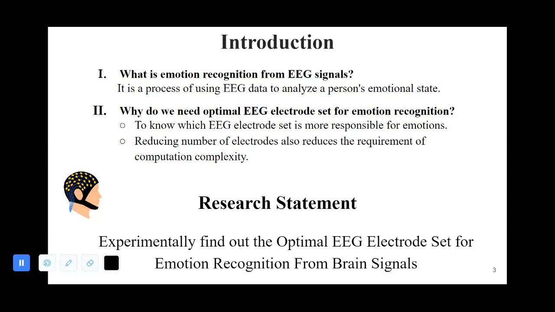What is emotion recognition from EEG signals? It is a process of using EEG data to analyze a person's emotional state. So why do we need an optimal EEG electrode set for emotion recognition? To know which EEG electrode set is more responsible for emotion, and reducing the number of electrodes also reduces the requirement of computation complexity. So now let's talk about our research statement, which is to experimentally find out the optimal EEG electrode set for emotion recognition from brain signals.